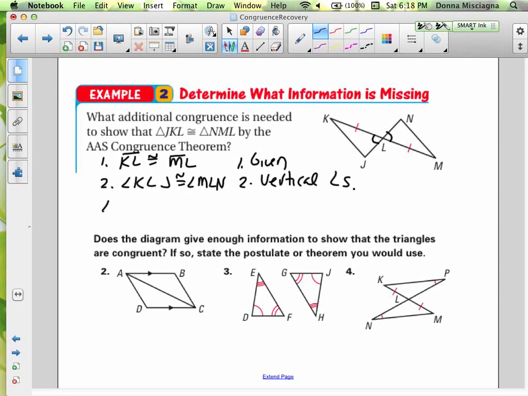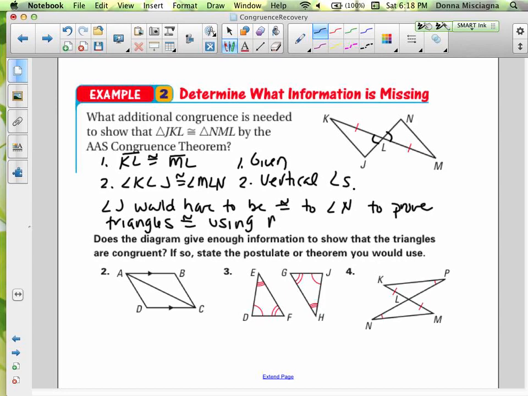So angle J would have to be congruent. I'm not going to write that they are congruent because we don't know that. But angle J would have to be congruent to angle N to prove the triangles congruent using the angle side triangle congruence theorem.